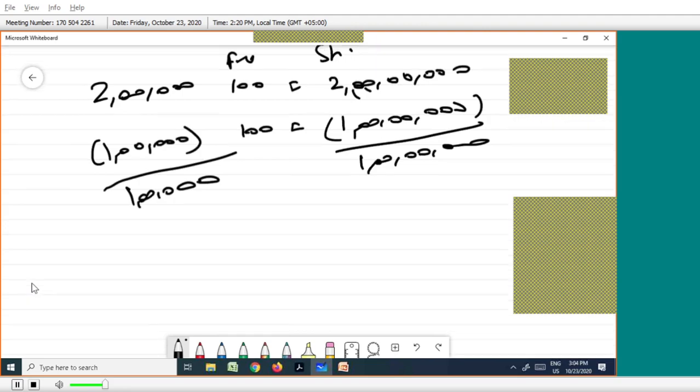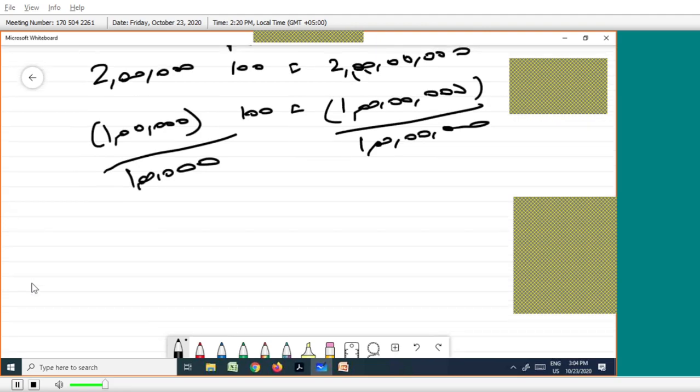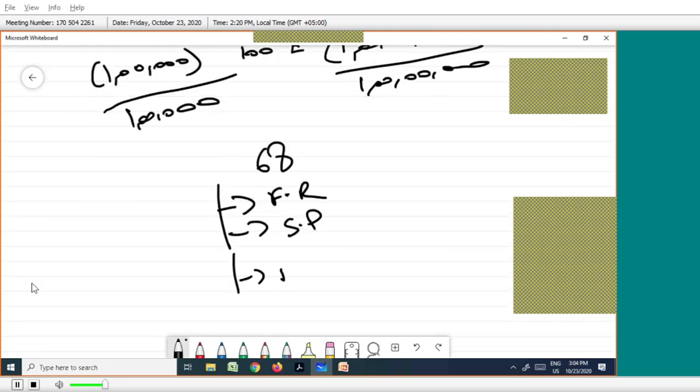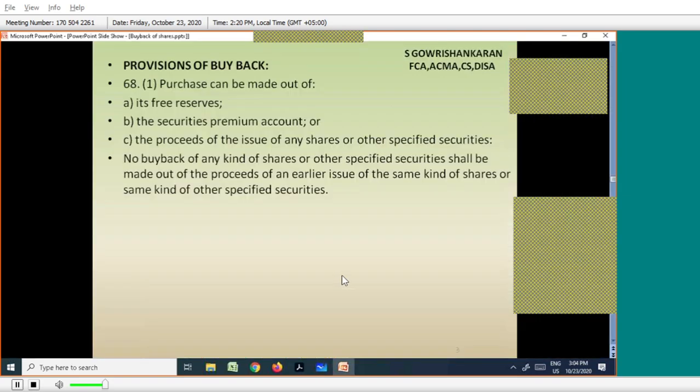Now the first thing is, as per Section 68, I can use money from free reserves, from the securities premium account, or else I can issue new shares. This is what we studied. But if you go to the fourth point, after C: no buyback of any kind of shares or other specified securities shall be made out of the proceeds of an issue of the same kind of shares or the same kind of other specified securities.